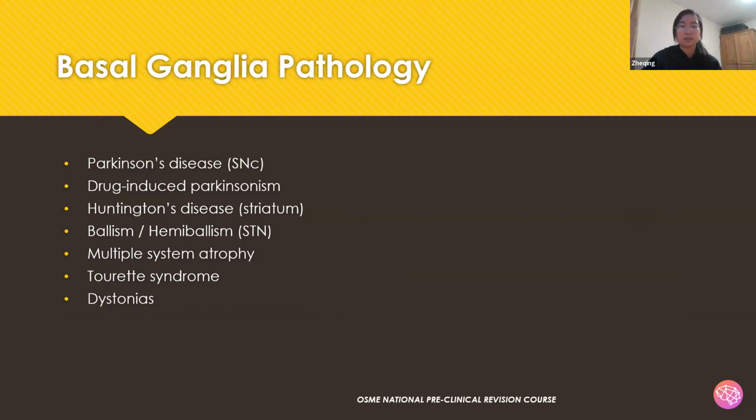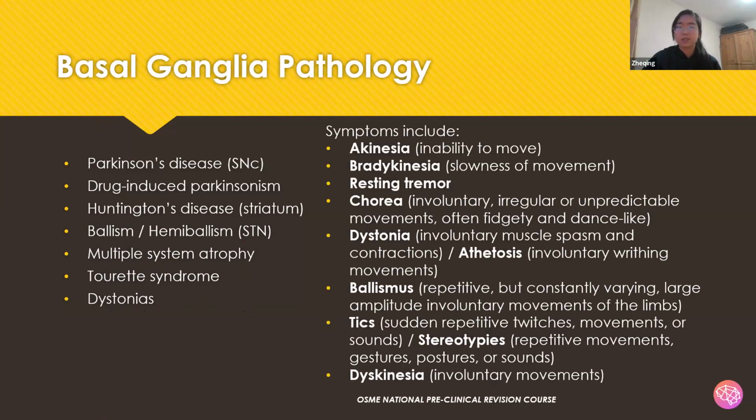In terms of the different symptoms, this is a list of symptoms that can occur in these different conditions. I've written down some explanations because some of them are a bit confusing or sound similar. The main ones you should know are akinesia, which means no movement, bradykinesia, which means slowness of movement, and resting tremor, which means tremor at rest.